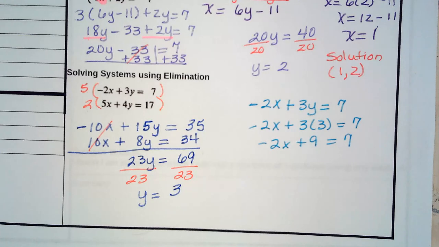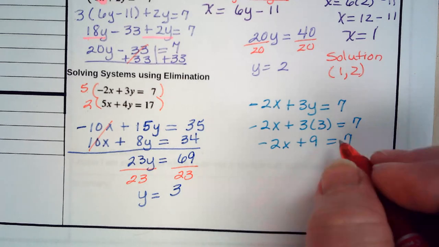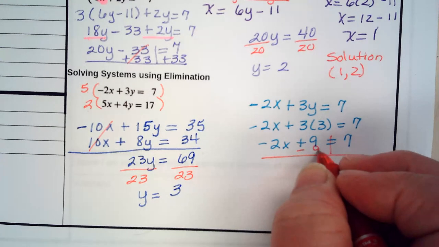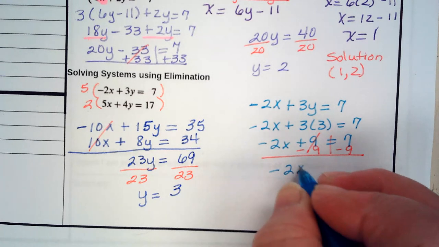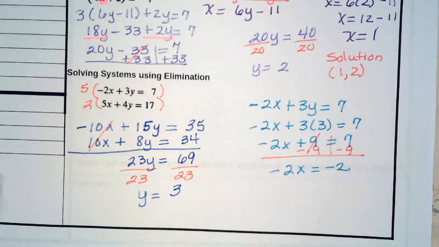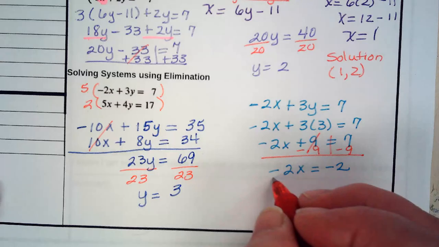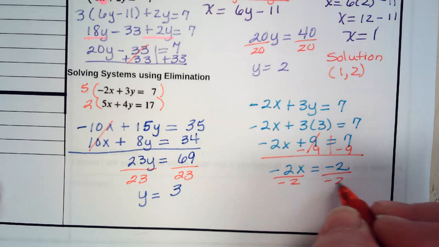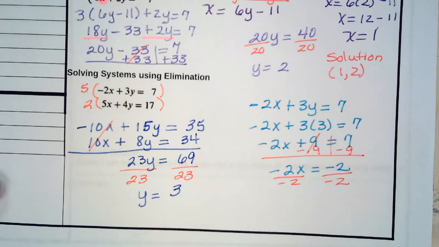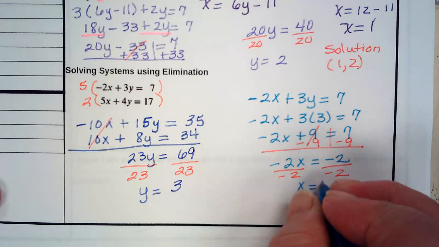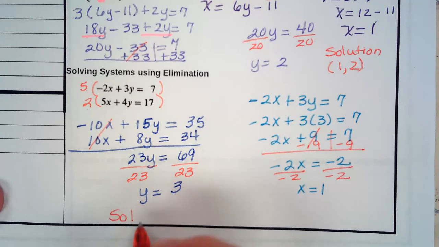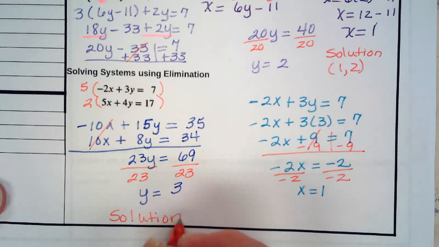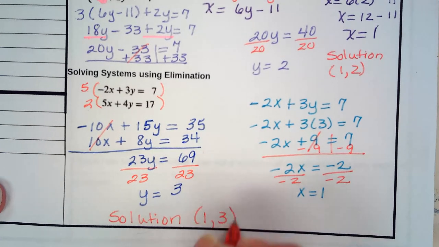Now I'm ready to solve. I will start out by subtracting 9 from both sides. I've eliminated it there. Negative 2x is equal to negative 2. Divide by negative 2. And x is equal to 1. So what is my solution? My solution is the point (1, 3).